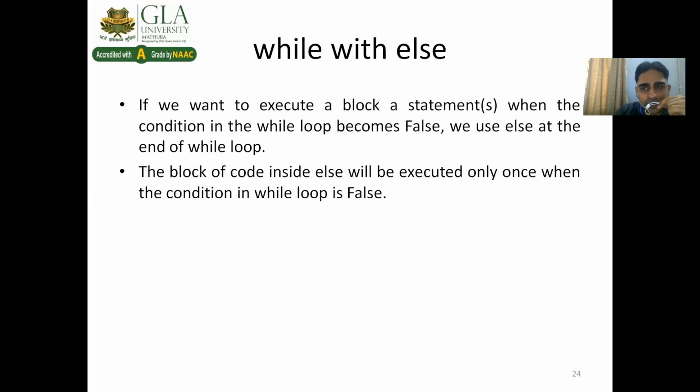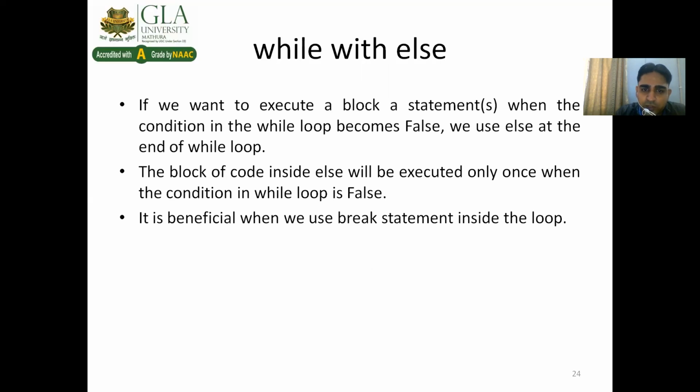So it is somewhat like the if and else part: if the condition of if is false, then else is executed. In the same manner, when the condition in the while is false, it will execute the else part. So the block of code inside else will be executed only once, when the condition of the loop is false. It is beneficial when we use a break statement inside the loop. Break and else help us know whether we moved out of the loop using the break statement or because the condition became false.